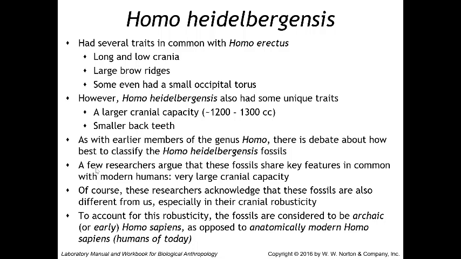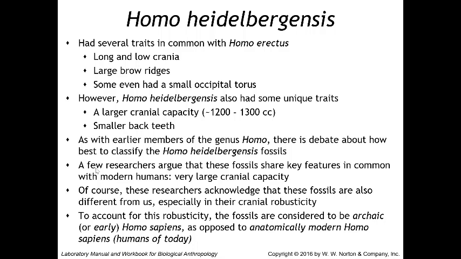However, they also had some unique traits that differentiate them from Homo erectus, those being the large cranial capacity of 1200 to 1300 cc's and smaller back teeth. As with our earlier members of the genus Homo, there is debate about how best to classify these fossils.